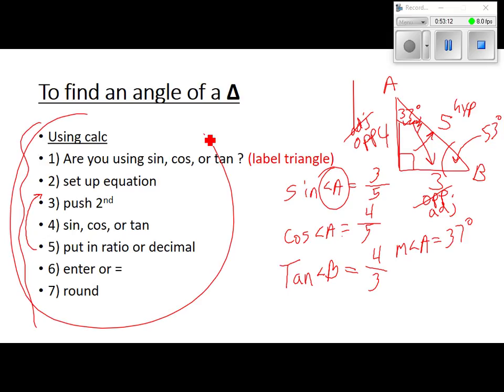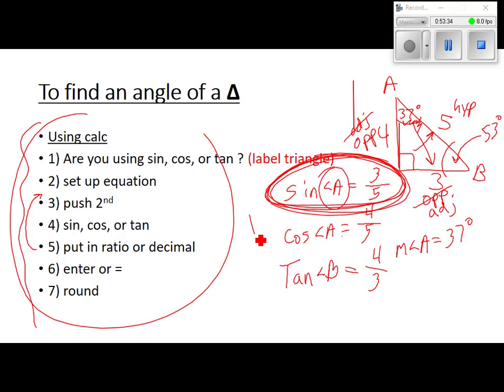The main part that everybody's going to have trouble with, and the thing that you're going to have to do on all these problems, you got to set up an equation. Sine of angle equals something over something. Every single time we're going to set up one of those equations, whether we're looking for an angle or we're looking for a side, you're going to set up that equation every time. Some equation.